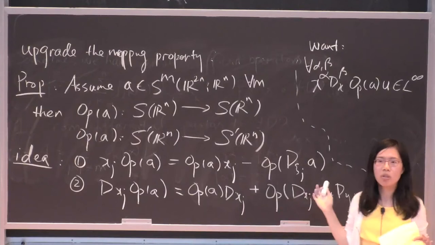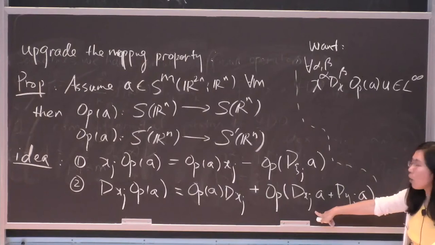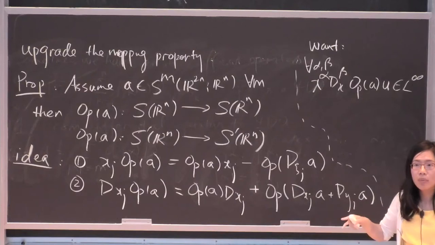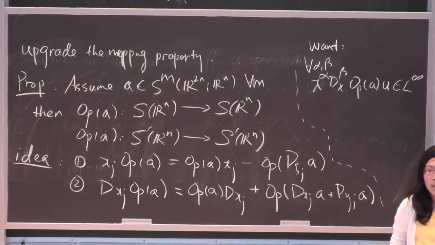And this part, we know that dxj or dyj applying to the symbol class does nothing. So it's still in the same symbol class, and therefore this whole thing is still in L infinity. So by those two commutator relations, we show that this is still in L infinity. And you can just keep applying it.